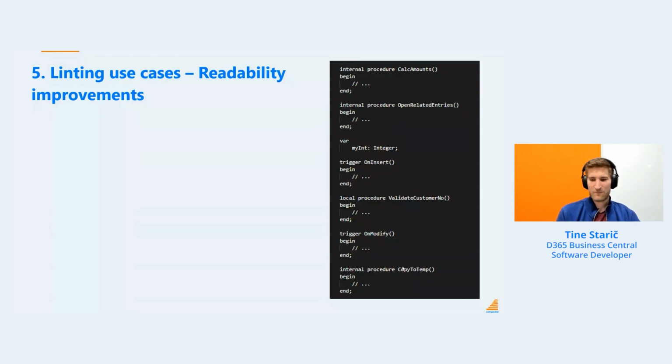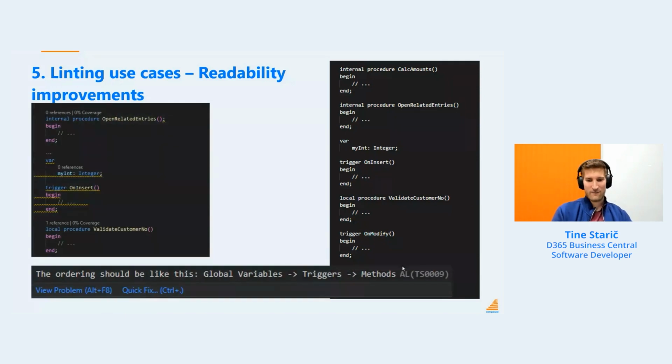It's confusing. That's why we implemented a rule that on all of our objects, we want to have ordering like first global variables, then triggers, and then methods. And whenever a developer would place a procedure or a trigger in the wrong place, the whole section would get a squiggly line saying, sorry, the ordering is not correct. Please fix the ordering.